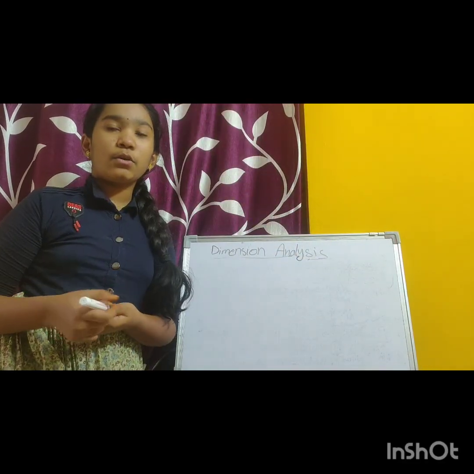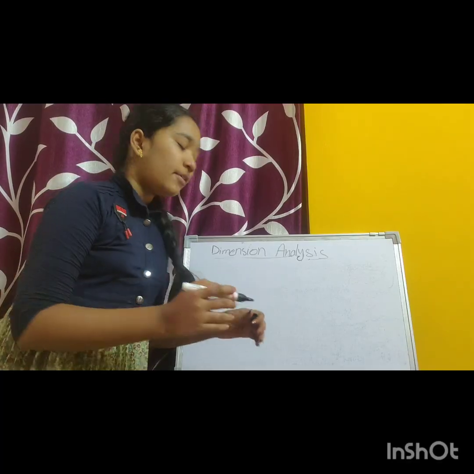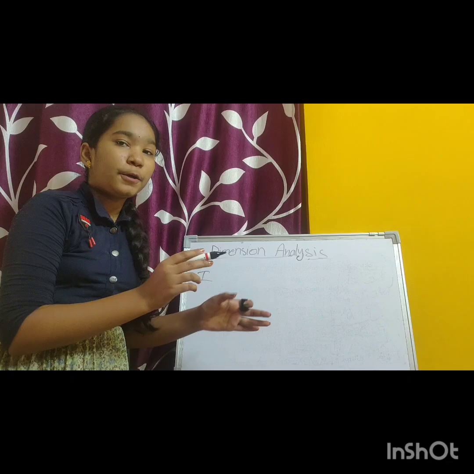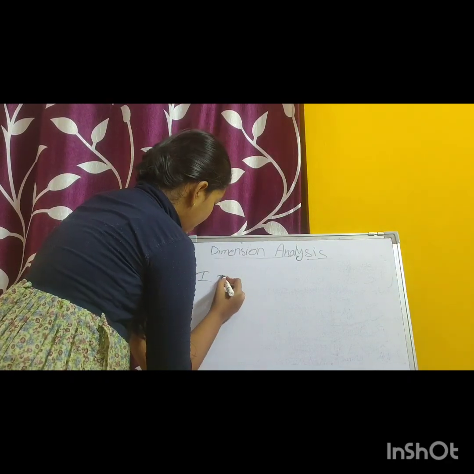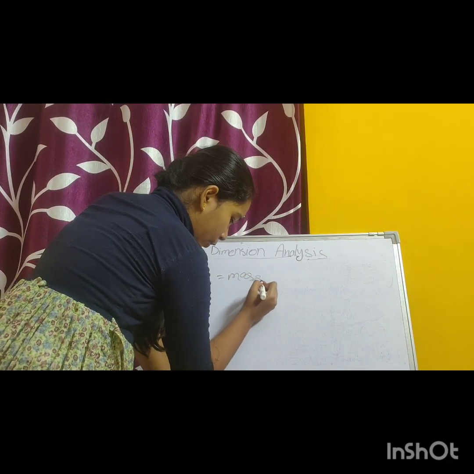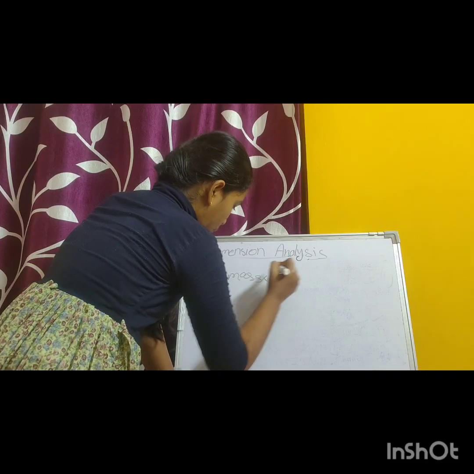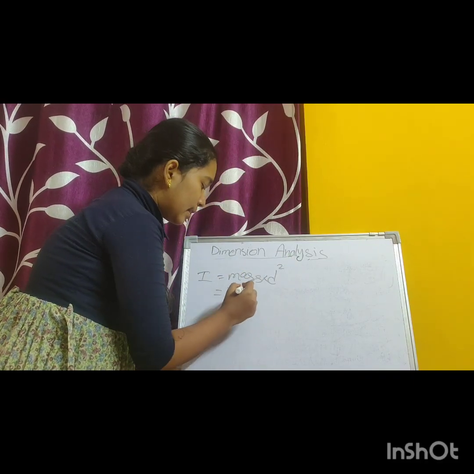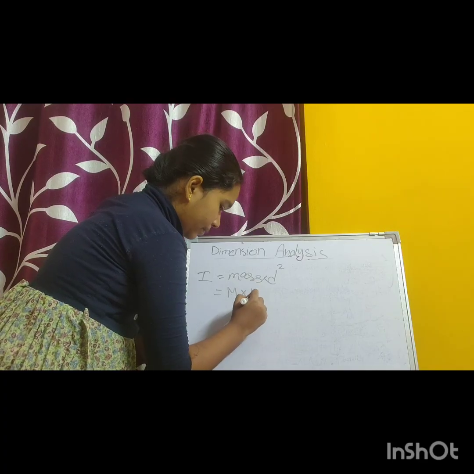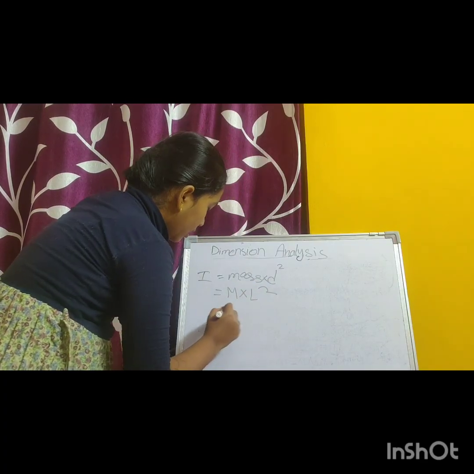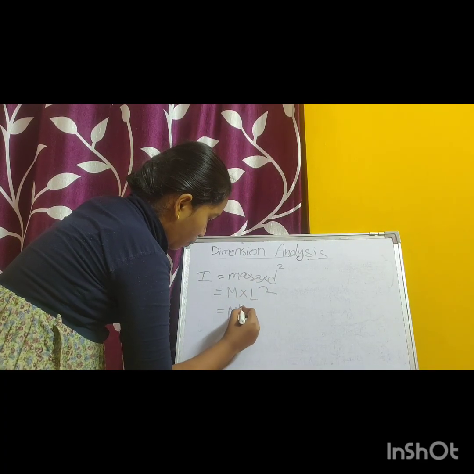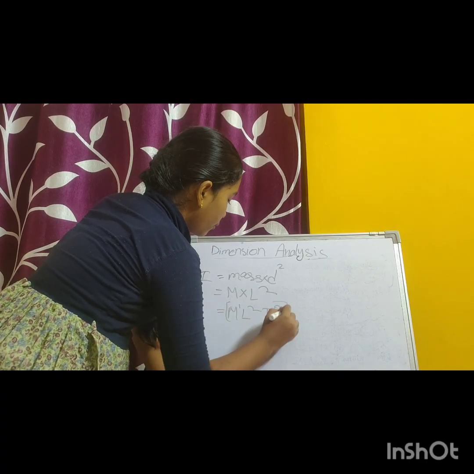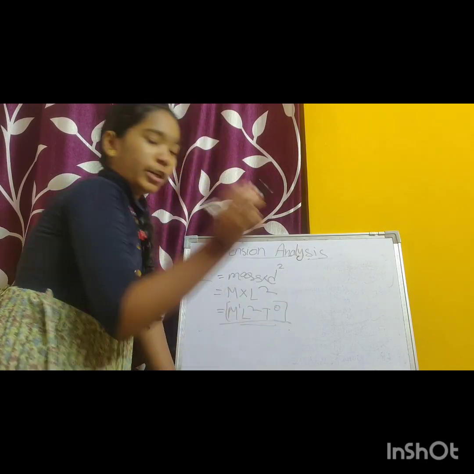Now let's go through moment of inertia, which is represented by symbol I. I repeat, I means moment of inertia, which is mass into distance square. Mass is represented by M and distance is represented by L, which gives L square. So we can write it as M power 1, L square and T power 0. This is the dimensional formula of moment of inertia.